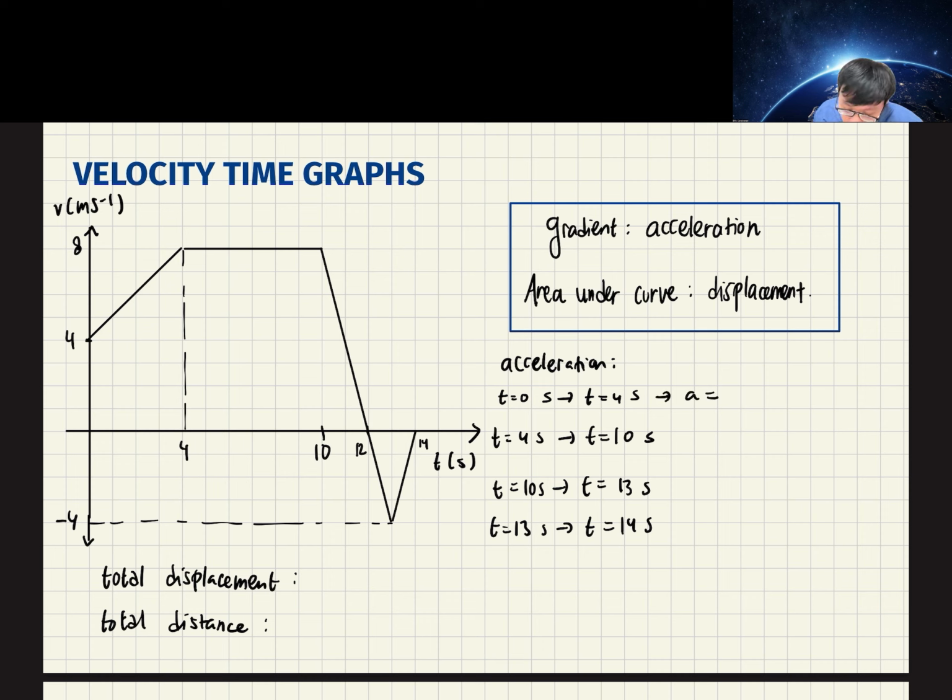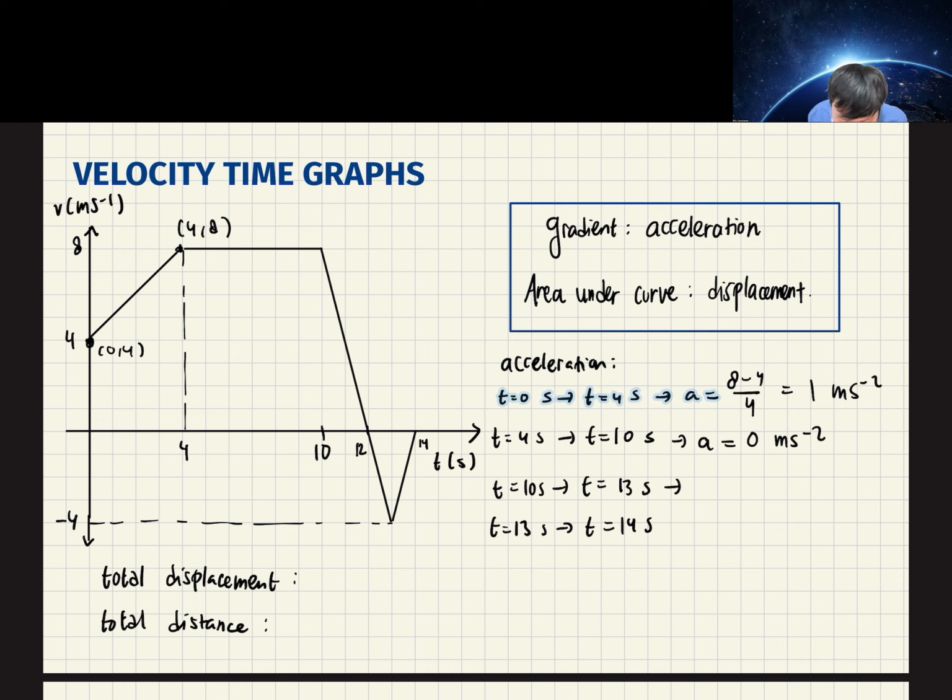From 0 to 4 seconds, we use these 2 points, (0, 4) and (4, 8). So the acceleration will be (8 minus 4) over 4, which equals 1 meter per second squared. Now, from 4 to 10, as you can see, it is a horizontal line, the gradient is 0, so it is moving at constant speed, or 0 acceleration.